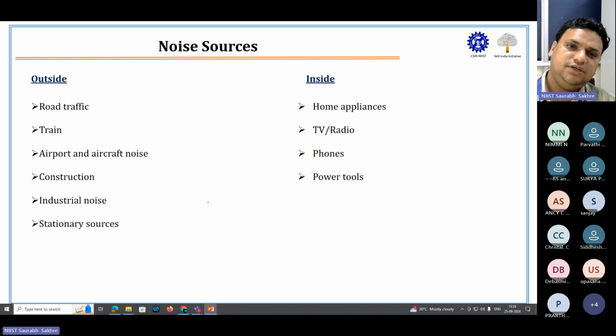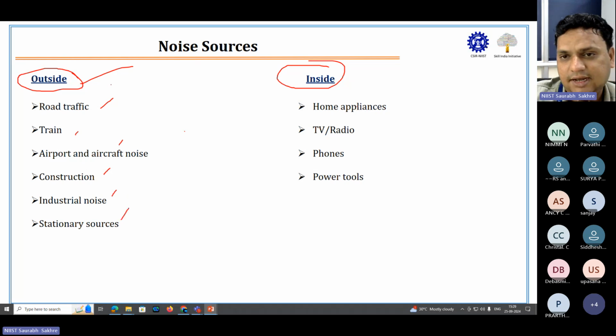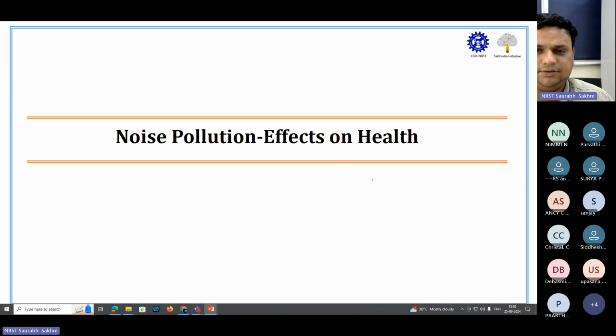Now, if you see the sources of noise, they can be categorized just like air pollution: outdoor and indoor. Here also it will be outside or inside. Outside: road traffic, train, airport and aircraft noise, construction, and industrial noise from stationary sources like industries. And inside we have home appliances like mixer grinder, TV, radio, our mobile phone, and power tools for drilling, milling, and other things. These are the sources of noise.